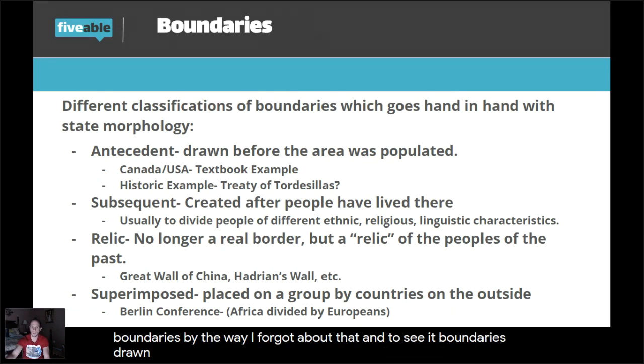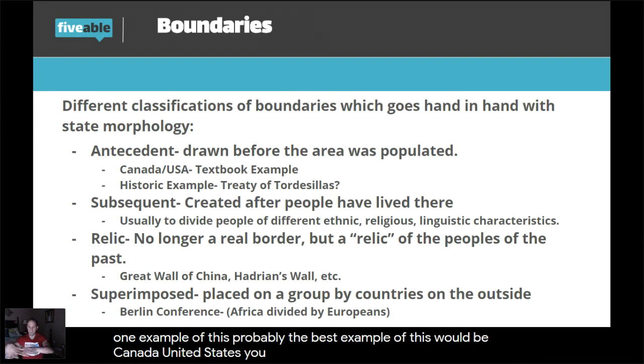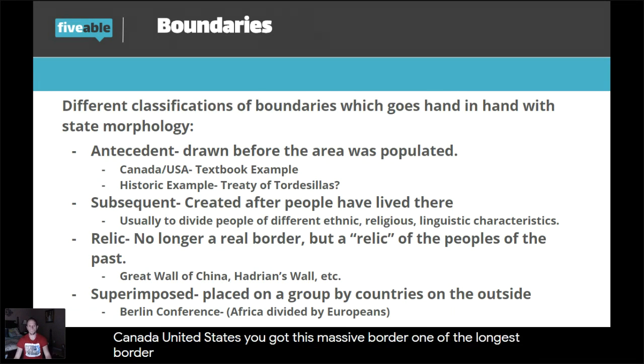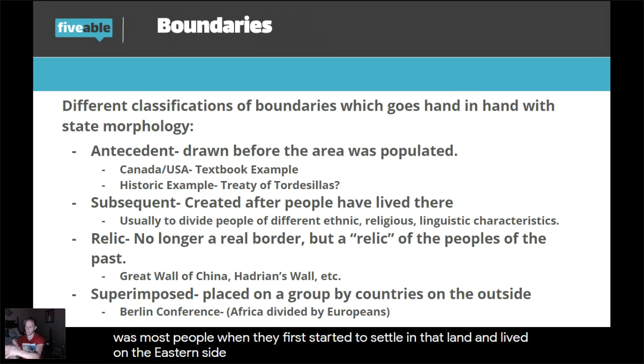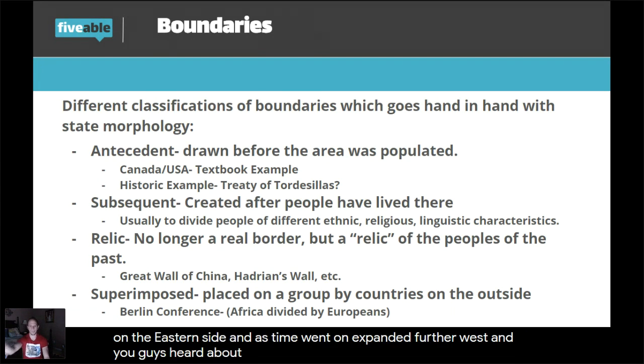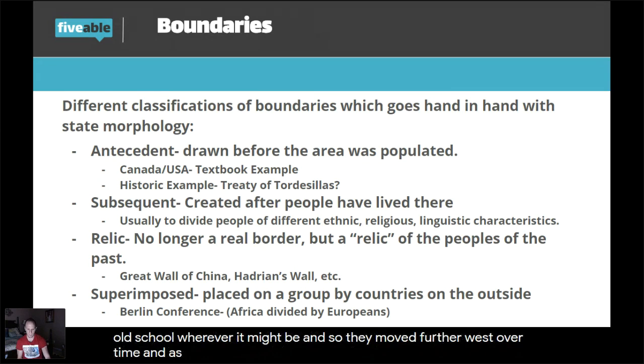Antecedent boundaries were drawn before the area was populated. One example of this, and probably the best example of this, would be Canada and the United States. You got this massive border, one of the longest borders in the world between the two countries. And what happened was most people, when they first started to settle on that land, lived on the eastern side. And as time went on, they expanded further west. And you guys heard about Manifest Destiny in 8th grade or whenever it is you study your U.S. history in middle school, whatever it might be. And so they moved further west over time. And as they did, they just kept that same latitude line for the border between the two.